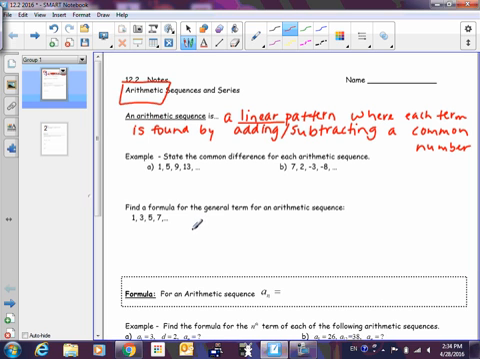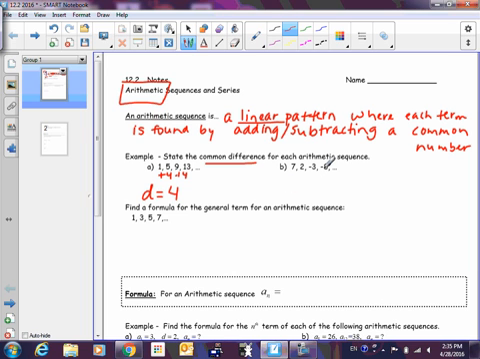So this says state the common difference for each arithmetic sequence. Basically find the pattern. So what's the pattern in A? How do you get from number to number to number? Plus 4. Make sure that that's the pattern each time. If it goes plus 4, then plus 5, that's something else. And so we call this thing the common difference. We call that d for common difference. And that's 4. If you add a number, the common difference is positive. If you were to subtract a number, the common difference would be negative.